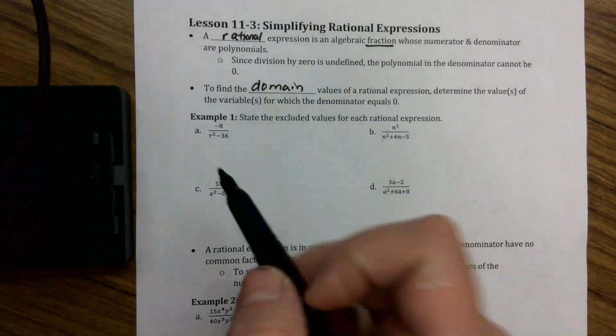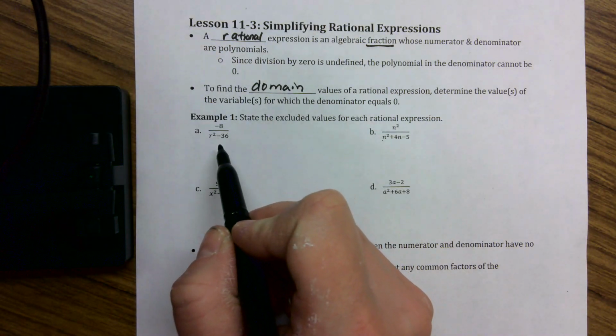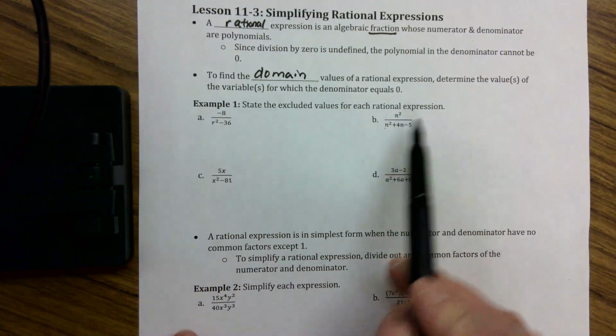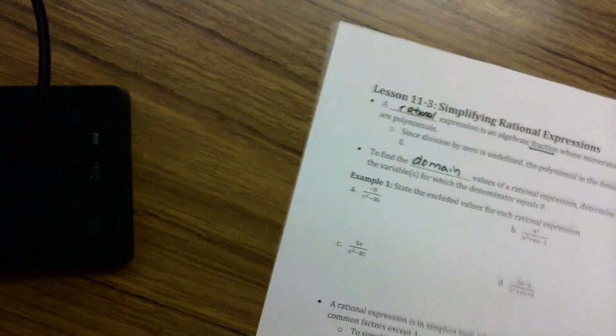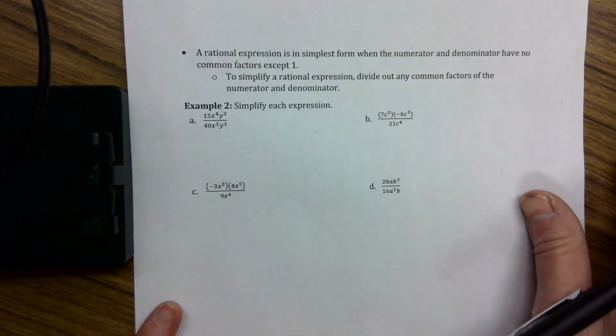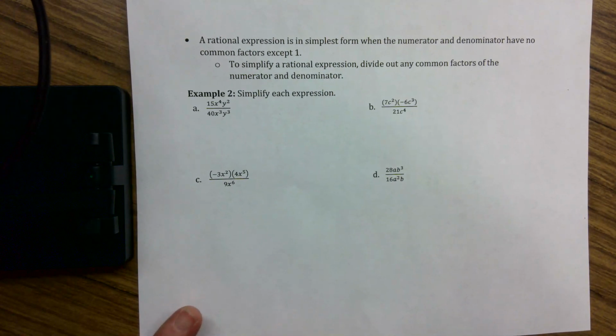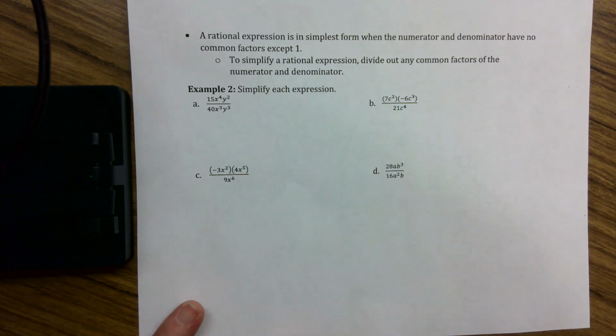So example 1, okay, we're not going to state the excluded values. We're just going to skip over this for the moment. Example 2, okay, we're just going to simplify these rational expressions.